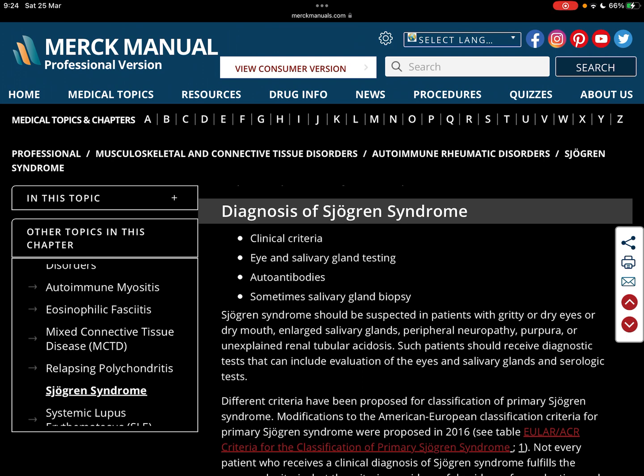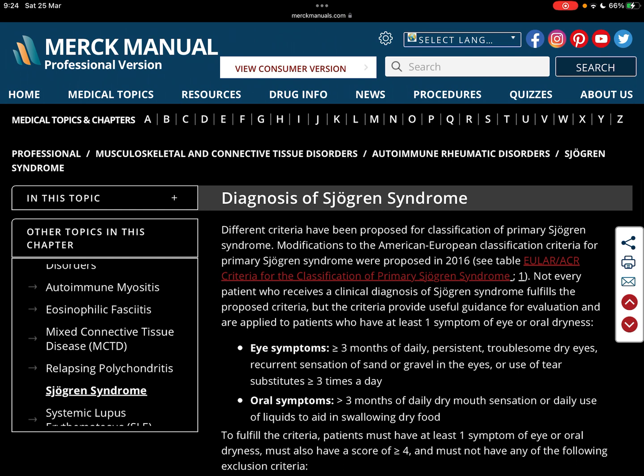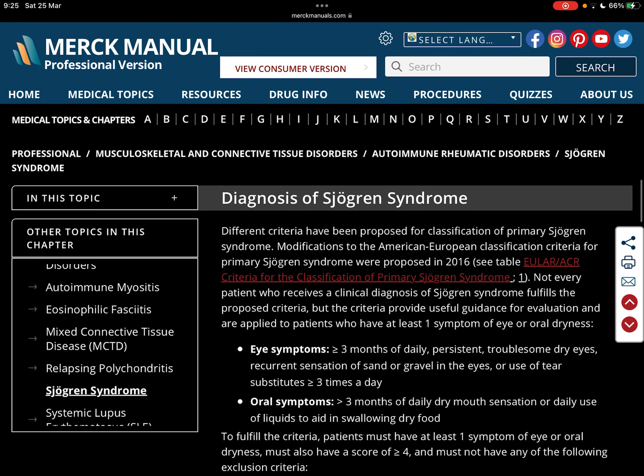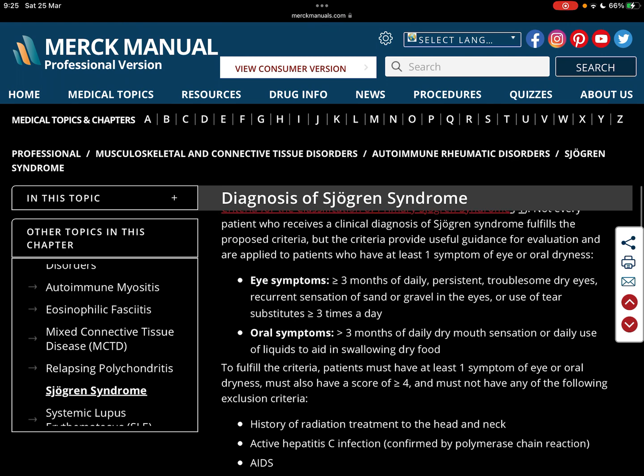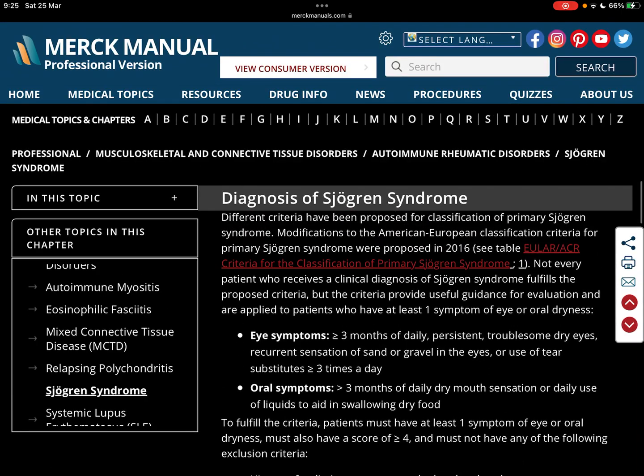Diagnosis: clinical criteria, eye and salivary gland testing, and it must have one of them. You can't diagnose someone with Sjogren's syndrome if he doesn't have any eye or mouth dryness. Autoantibodies, we will see that they don't have much specificity or sensitivity for the disease, and salivary gland biopsy is quite rare. It's not usually the way to diagnose. Okay, so there is a classification criteria of the Rheumatology Association. In order to diagnose someone with Sjogren's syndrome, he must have one of the two you see here: eye symptoms of dryness for 3 months or more, or oral symptoms of dryness in the mouth for 3 months or more.